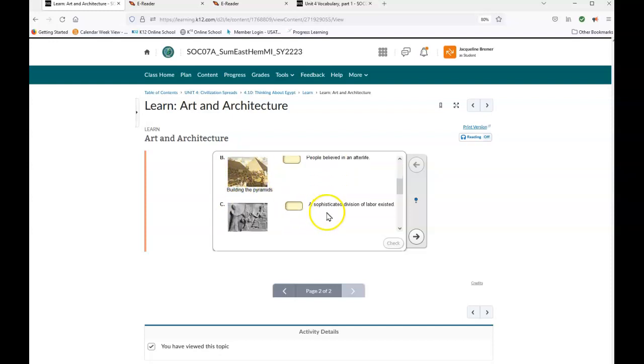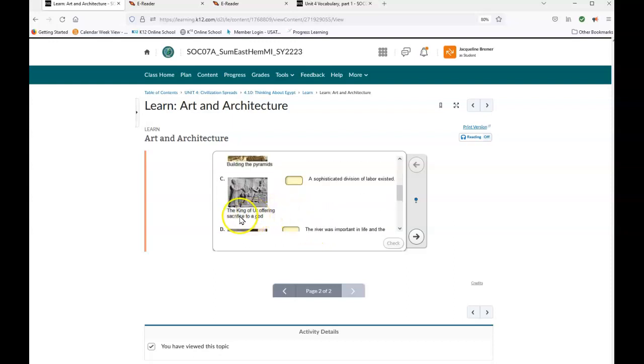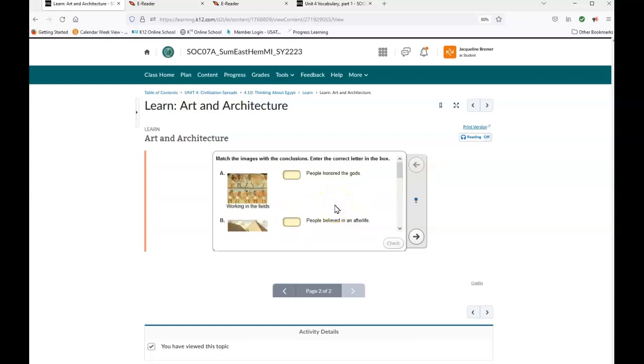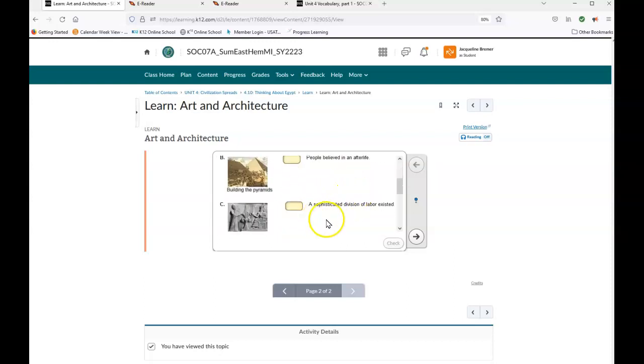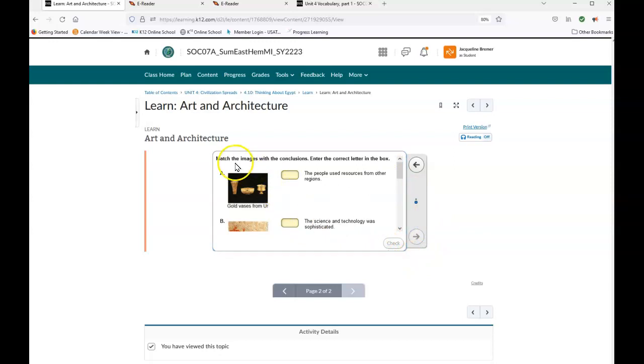Building the pyramids. Okay, which would be the best one? I'd probably do large number of workers. Okay, so I'd put B there. King of Ur offering sacrifice to a god. Okay, what's that going to be? And then once you've got your answers in, you can check them. Then you can see there's another page here. Match the images with the conclusion.